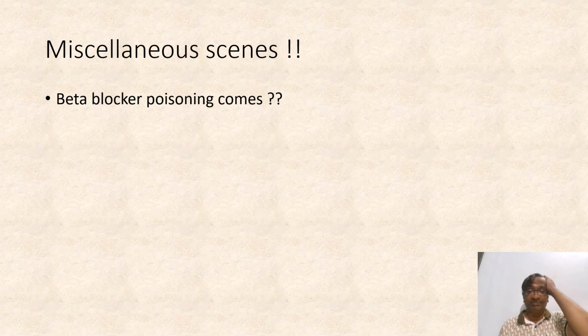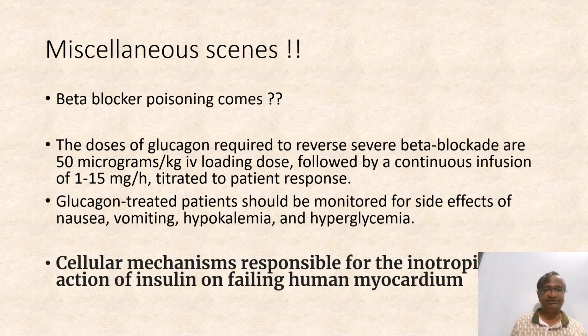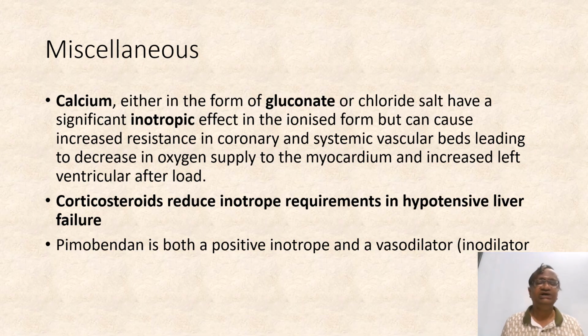Now you got a beta blocker poisoning. You can give beta stimulant? No. Glucagon is the drug of choice for beta blocker poison. Insulin also has inotropic effect. We don't have beta receptor, so then we need to give glucagon. There are other drugs like calcium in form of gluconate, steroids, and pimobendan, which is both inotrope and inodilator.